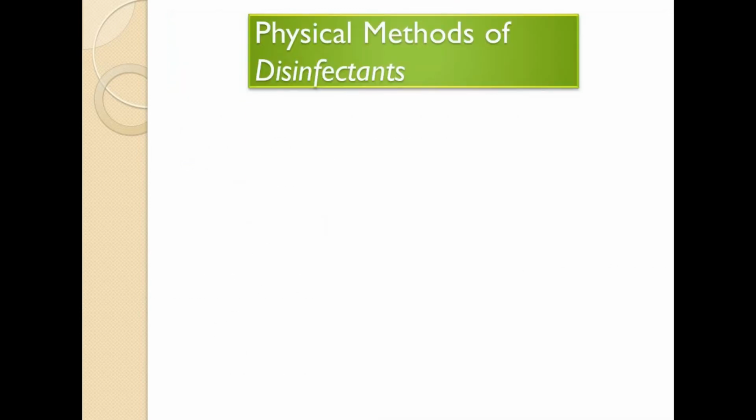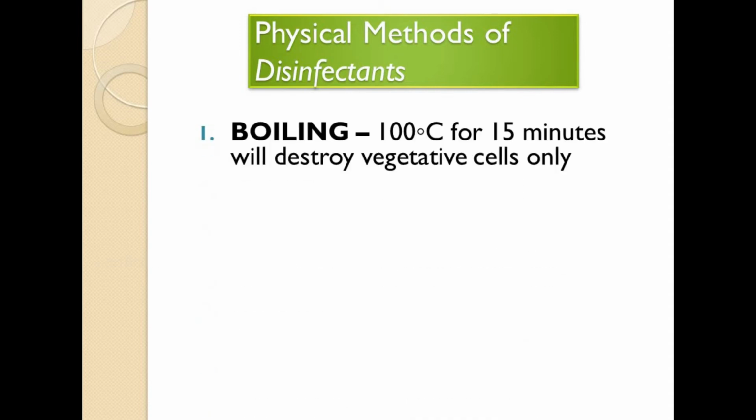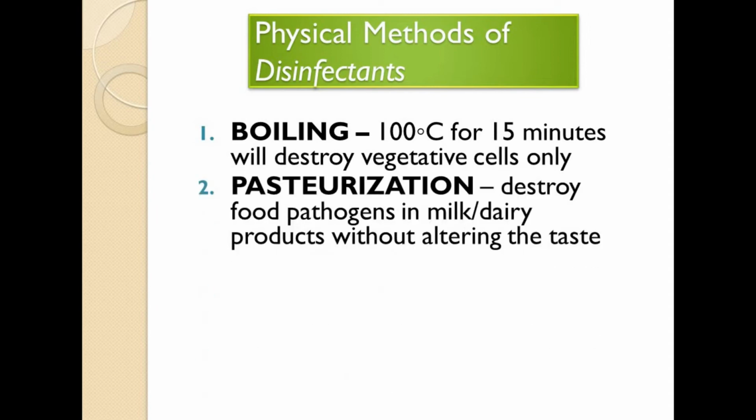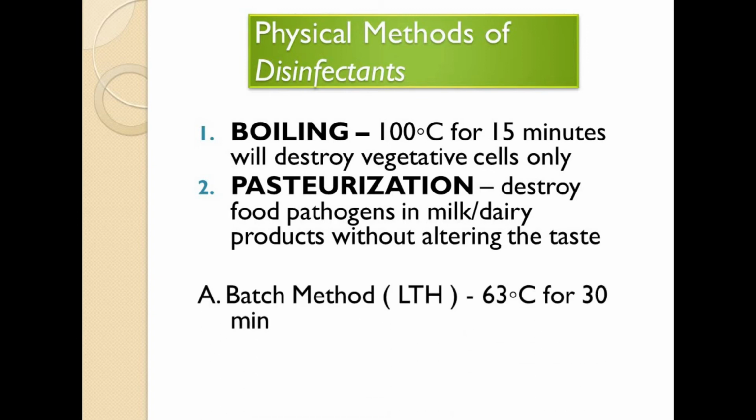In physical methods of disinfection, we are using boiling. So we will be boiling certain glasswares or materials for 15 minutes at 100 degrees Celsius. It will destroy vegetative cells only. While pasteurization destroys food pathogens in milk or dairy products without altering the taste. That is what is done to our milk and dairy products.